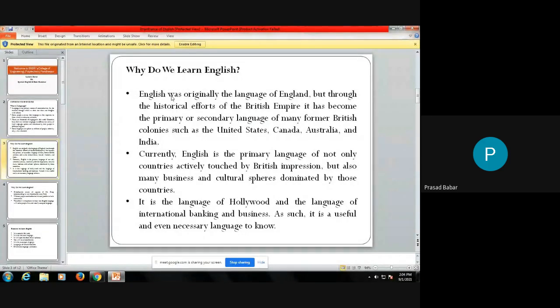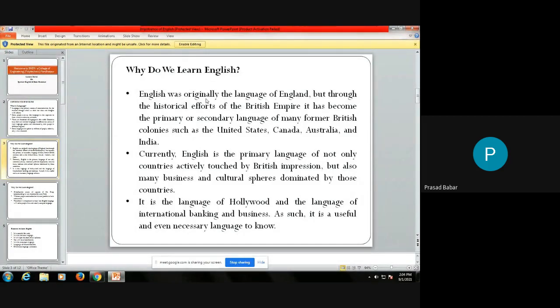Then why do we learn English? Okay, this is the question. Why do we learn English? Why we learn English? What is the importance of English? What is the use of English? So let's discuss about English. Okay, English language, what is the importance and why do we learn that?